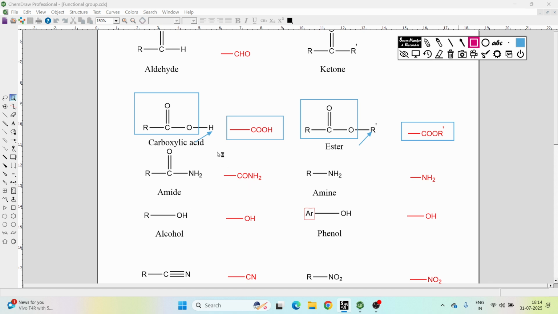Here you can see amide. Can you see the amide? Now here, the amide is here. This is the amide, CONH2. This is the functional group.